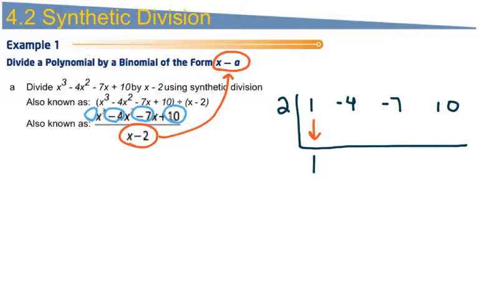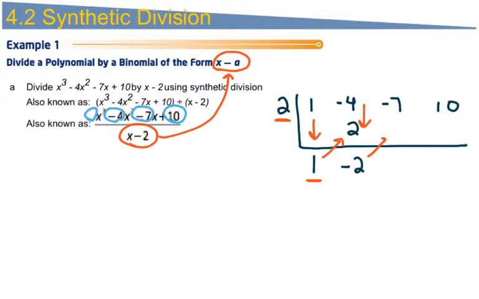We then work our way diagonally to the next spot inside. To get that, we multiply the 2 and the 1, whatever's in those spots. So we get 2. To get to the next spot underneath the L, we add going down. Negative 4 plus 2 is negative 2.